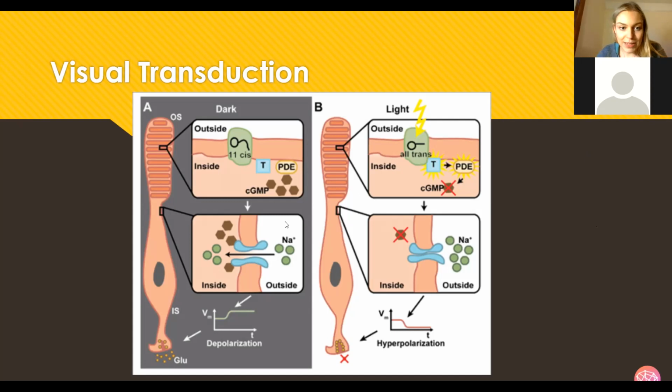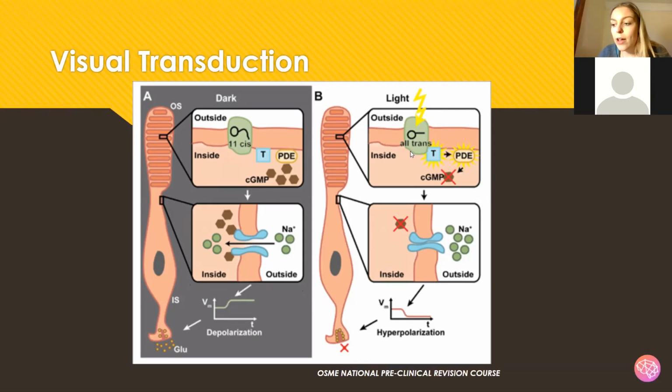So we see here we're in the dark. Our photoreceptor is transmitting an excitatory potential. It's depolarized, and you can see here in the light it's hyperpolarized and we haven't got any glutamate release. So therefore, what happens when the photoreceptor absorbs a photon?